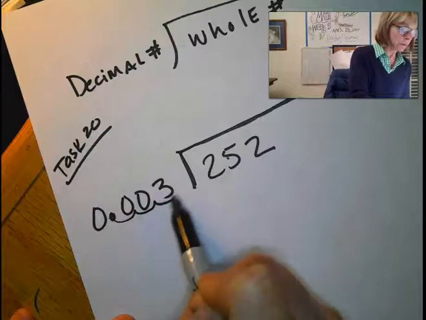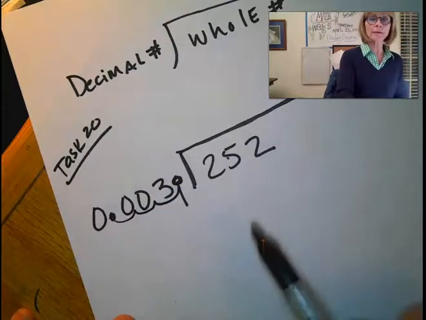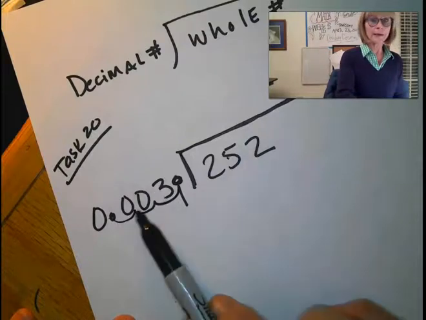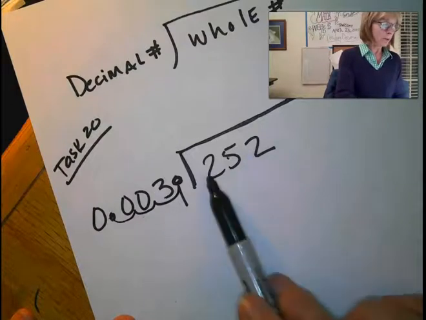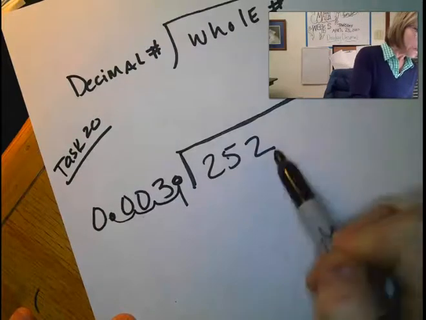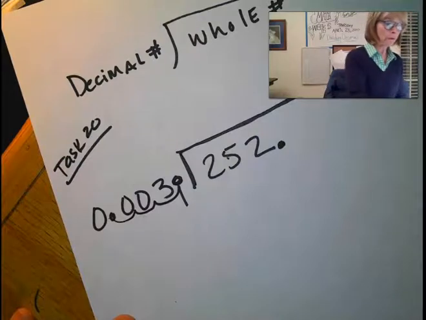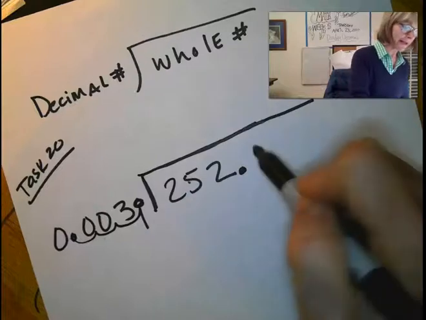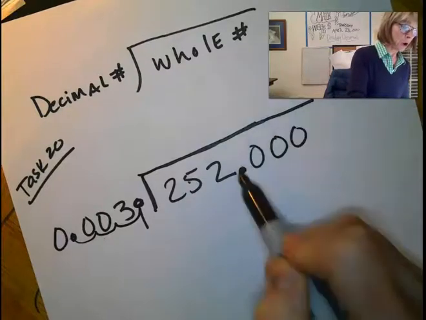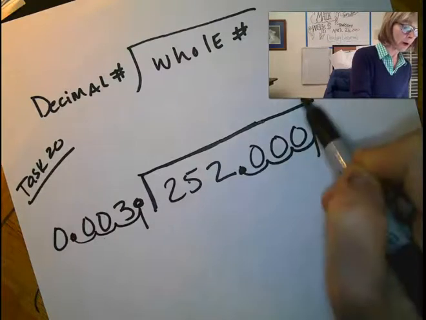1, 2, 3. I have to do the same thing to my dividend so that I can keep the problem an equivalent division problem. My decimal point is at the end of the whole number. So if I'm going to move that over 3 places, I'm going to have to annex 3 zeros. 1, 2, 3, and then I'm going to go up.